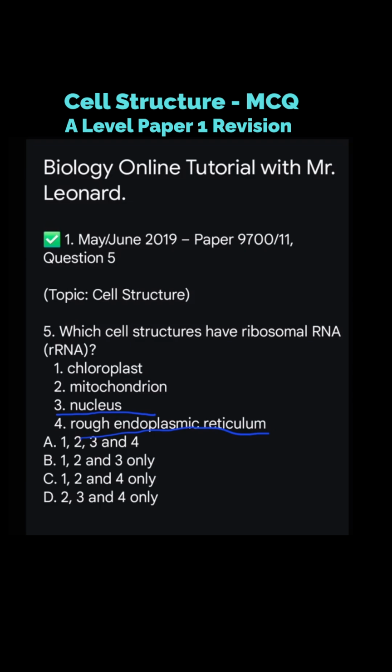And over time, chloroplasts and the mitochondria were engulfed into a cell. And so they came into the cell with the ribosomes. And so, since they contain ribosomes, they definitely have ribosomal RNA subunits. So looking at the 2 options then, those 2 options are also correct.